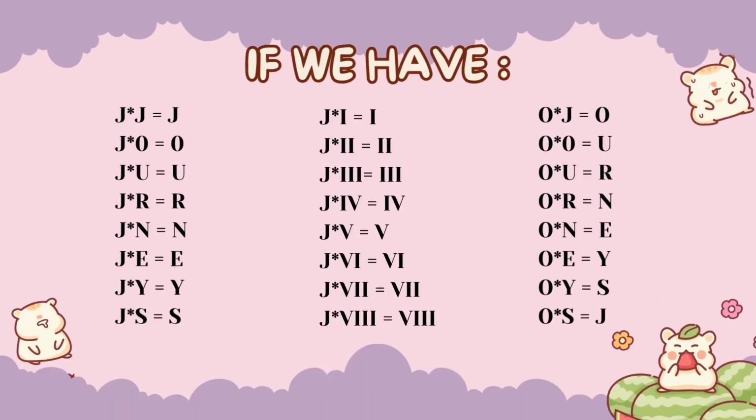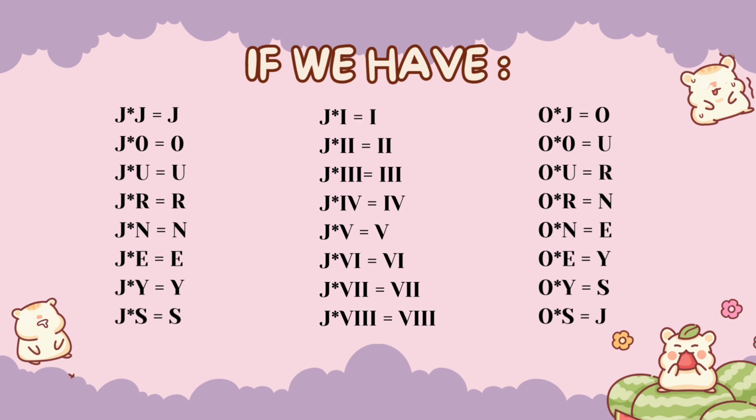Now, let us solve this one. So if you operate J star J, we will get J. J star O, we will get O. J star U, U. J star R is equal to R. J star N is equal to N. J star E is equal to E. J star Y is equal to Y. J star S is equal to S.